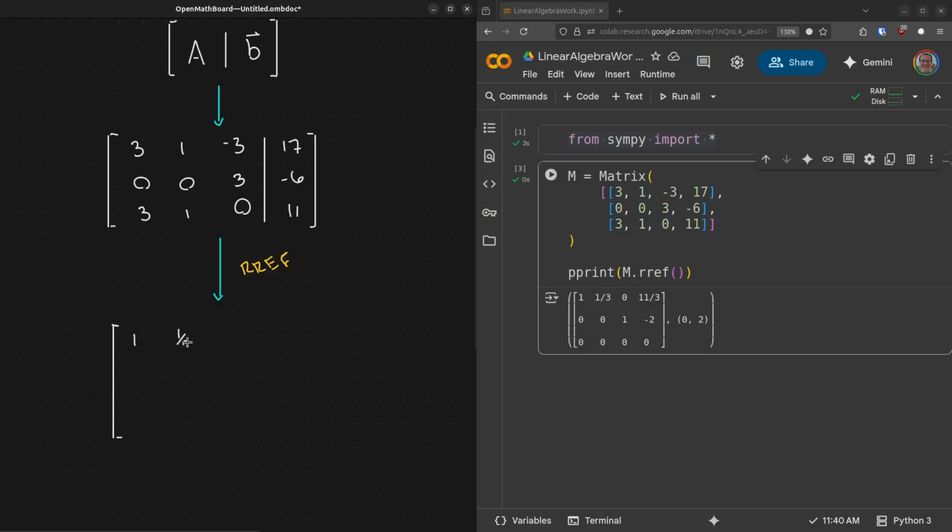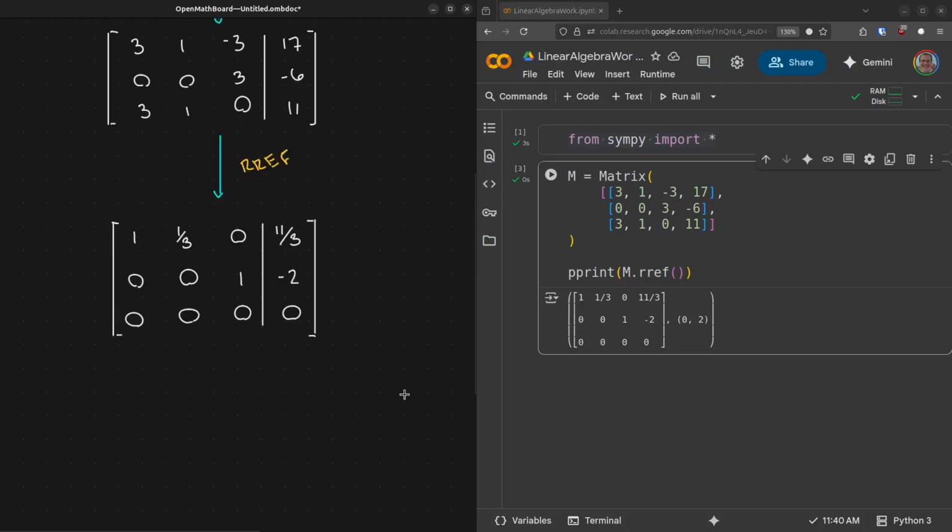So I have 1, 1/3, 0, 11/3. Second row, 0, 0, 1, negative 2. And last row, 0, 0, 0, 0. Now notice I do have a solution. There are no rows here that would tell me that I don't have a solution. Again, such a row would be all zeros on the side with the coefficient matrix and then something non-zero on the side where I don't have a coefficient matrix. If I have that, then I have no solution.